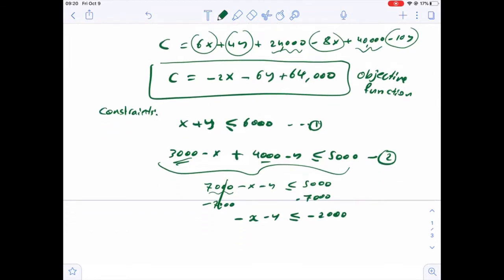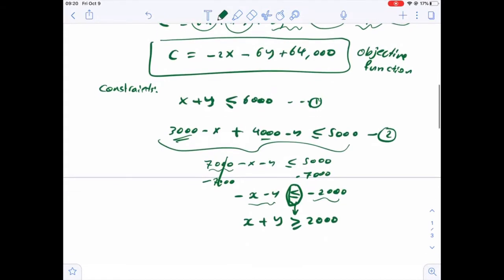And then we multiply each term by a negative sign because we want these to be positive. It's better to write them as positive. So multiply each term by a negative sign, you get positive x, positive y, and this inequality symbol will be reversed. If it's less than or equal, it becomes greater than or equal if we multiply by a negative sign. And then the right hand side becomes 2,000. I dropped all negative signs and I reversed the inequality sign. Okay, so this is the second inequality or constraint after simplifying it.